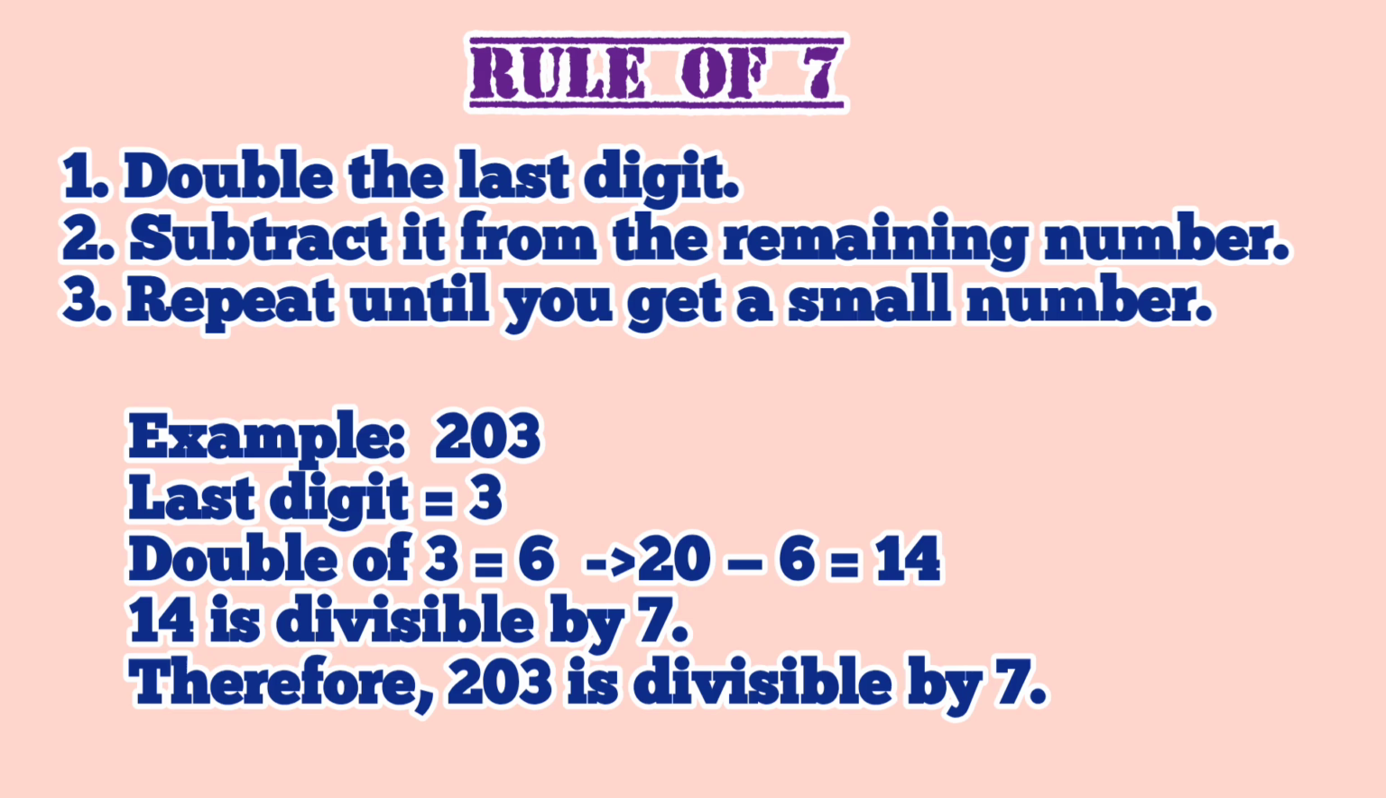I take the number 203. Okay, the last digit is 3. I am going to double the digit. It means I am going to multiply by 2. So the answer is 6. I am going to subtract this 6 from the remaining number. What is the remaining number here? 20. So 20 minus 6 is 14. This 14 is divisible by 7. So therefore, 203 is divisible by 7.